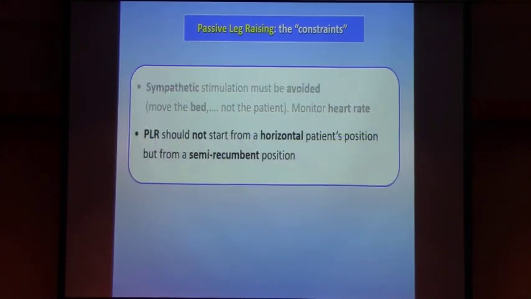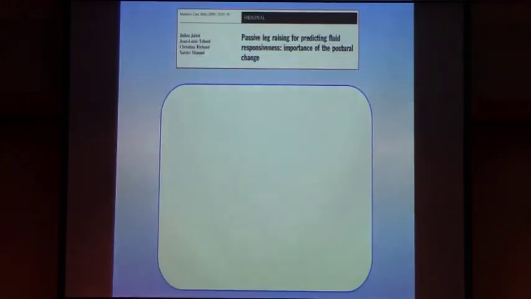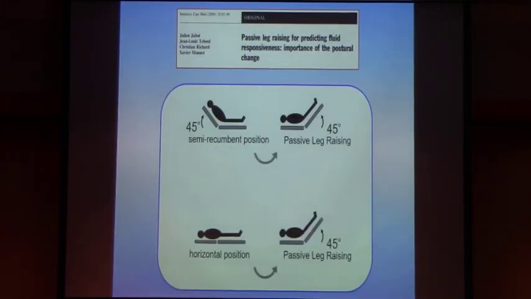A second constraint is PLR should not start from a horizontal patient's position, but from a semi-recumbent position. And this is what we studied years ago now, more than 10 years ago, with Julien Jaget and Xavier Monnet. We compared the two starting positions, a semi-recumbent position and a horizontal position.